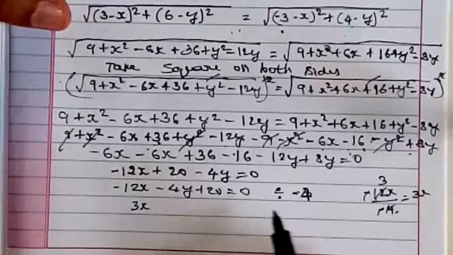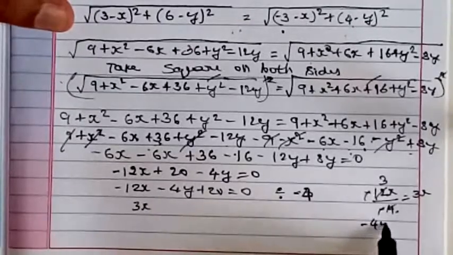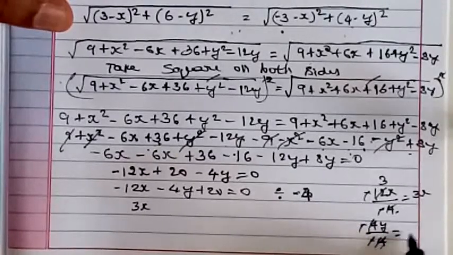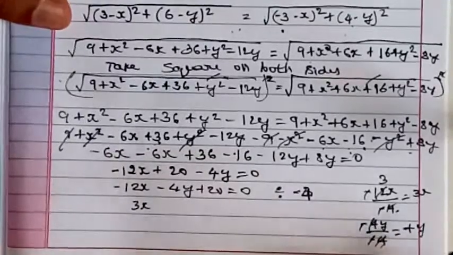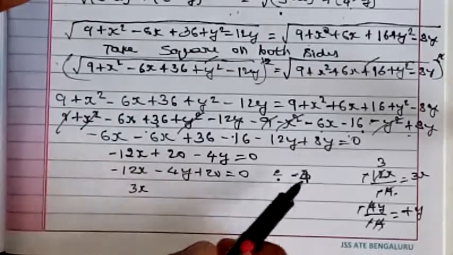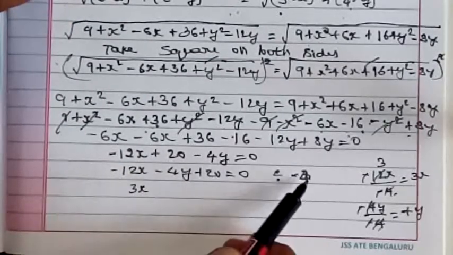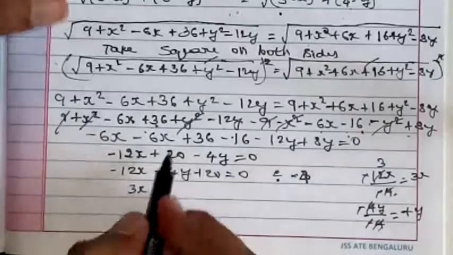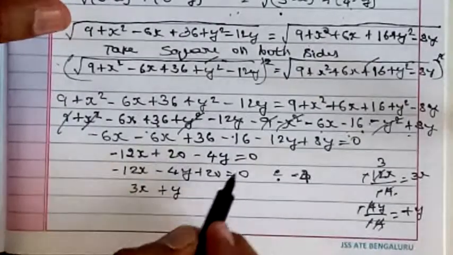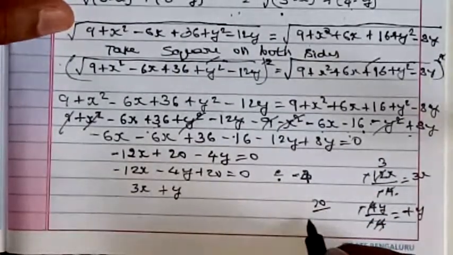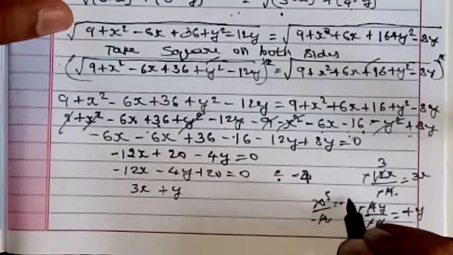Now divide the second one. Minus 4y divided by minus 4: minus minus gets cancelled, 4 ones are 4, the remaining is plus y, right, children? Okay, children. Now 20 divided by minus 4. 4 fives are 20. So plus divided by minus is minus. So therefore the answer is minus 5.